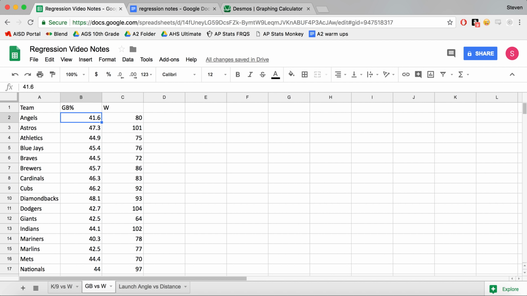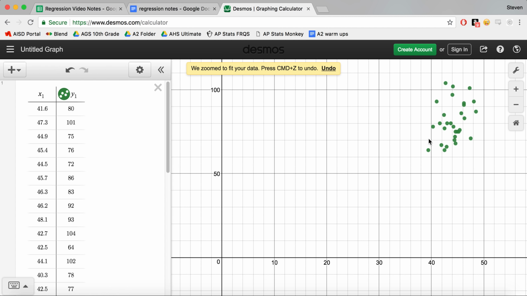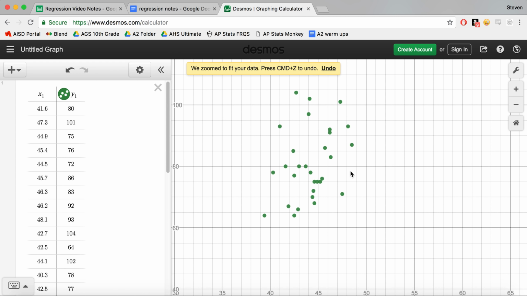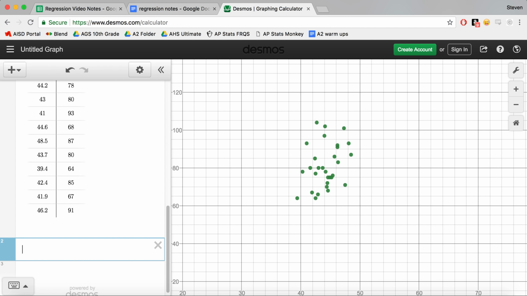Most baseball coaches would think that if the other team is hitting a lot of balls on the ground, they're probably not getting a lot of hits. We're going to look at ground ball percentage versus the wins that the team had. I'm going to do the same thing: copy this data set, Control C, and paste it over here. What we see is a pretty messy looking graph, so let's go ahead and do our linear regression again.